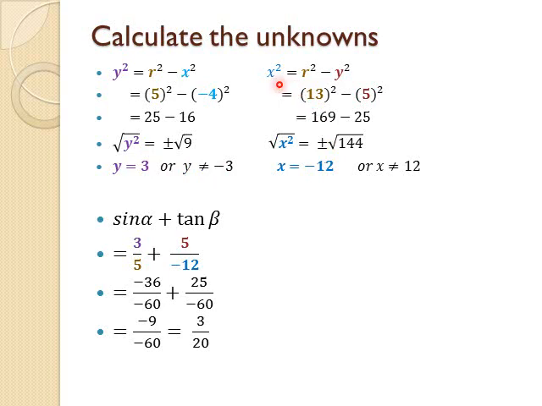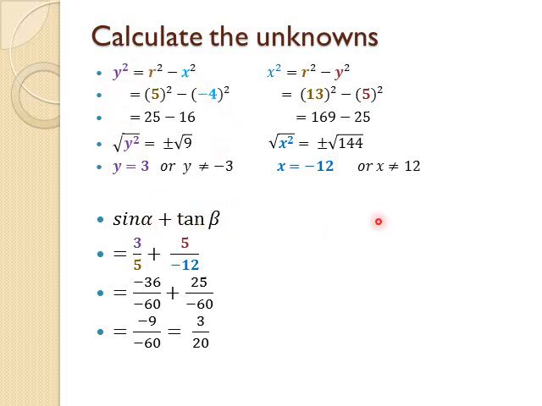For the second one, the drawing was also in the second quadrant. We're solving for x, r squared minus y squared. R was 13 there, y was 5. We solve x squared, 169 minus 25 gives 144. Again, plus minus 12. But in the second quadrant, x is negative, so x equals negative 12, but x not equal to 12. Right, and if we solve the problem now, I have sine alpha plus tan beta.